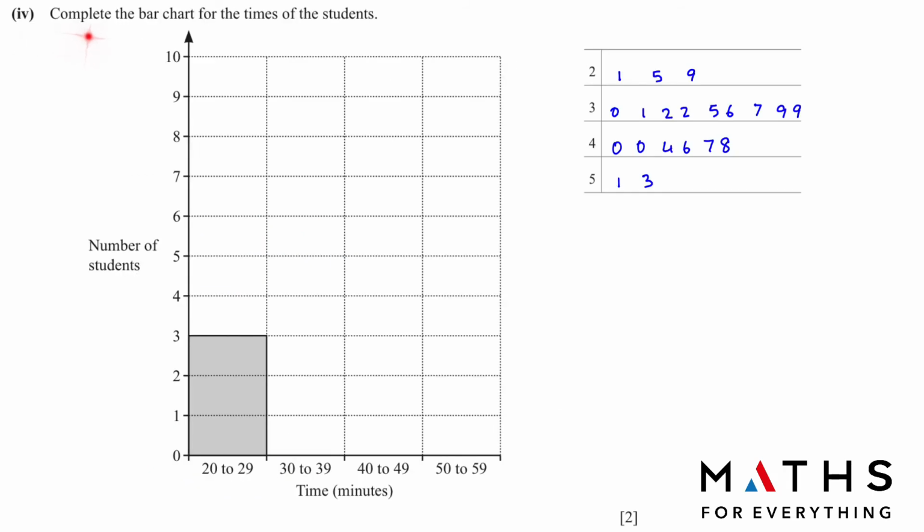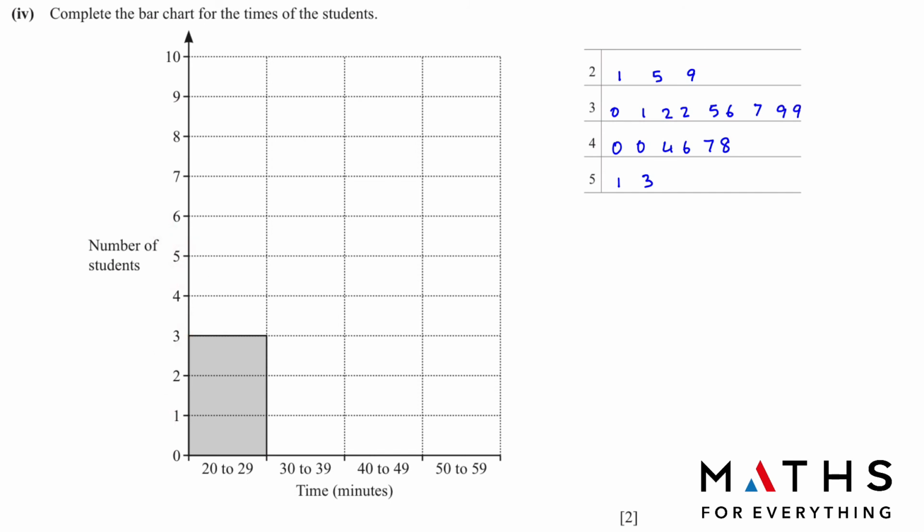Part 4 of the question, complete the bar chart for the times of the students. This is the stem and leaf graph that we made, and the first bar has been done for us from 20 to 29. So 20 to 29, there are 3, 1, 2, 3. So we have 3 bars here. The number of students are 3. The frequency, this is the frequency.